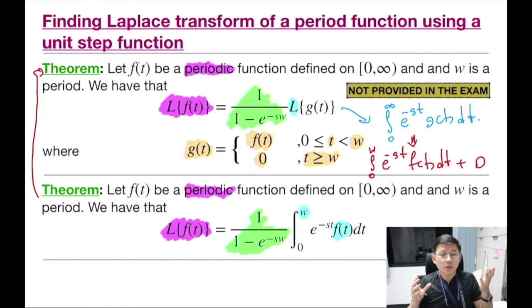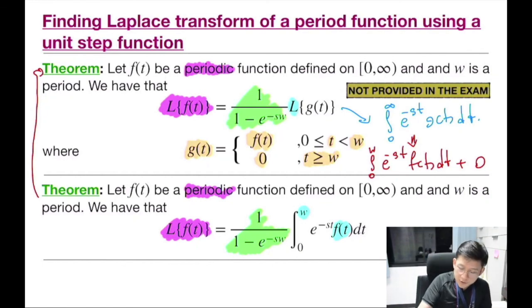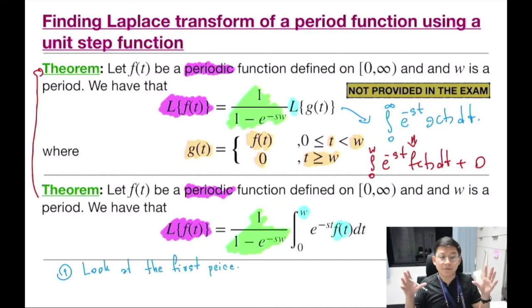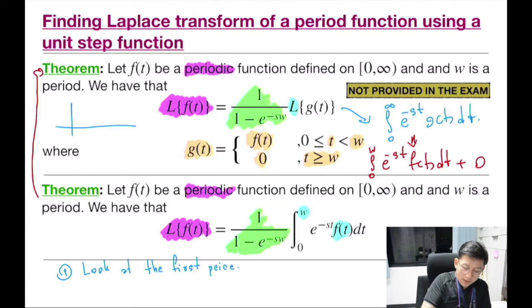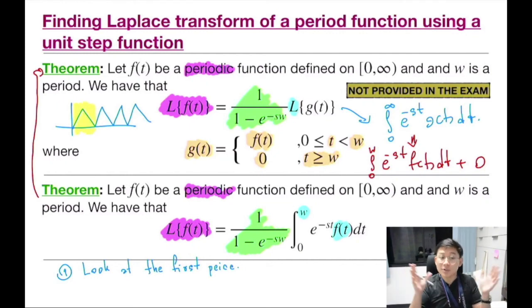So to sum it up, if you want to find the Laplace transform of the periodic function, first you look at the first piece. What do I mean by the first piece? For example, if it looks like that, you only look at the first piece, when it's not repeated yet, which means that it's from 0 to w.